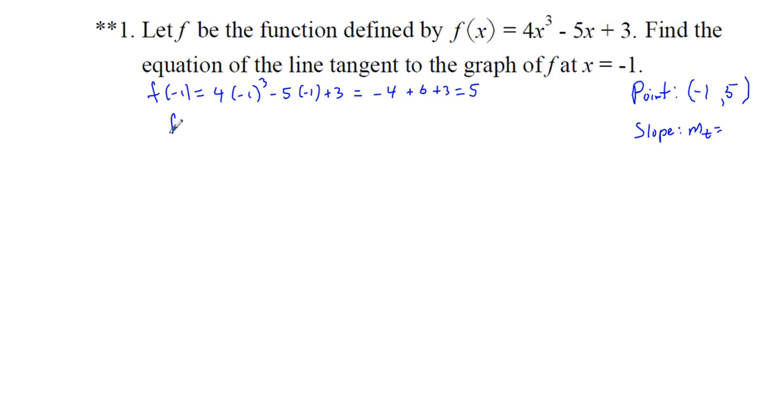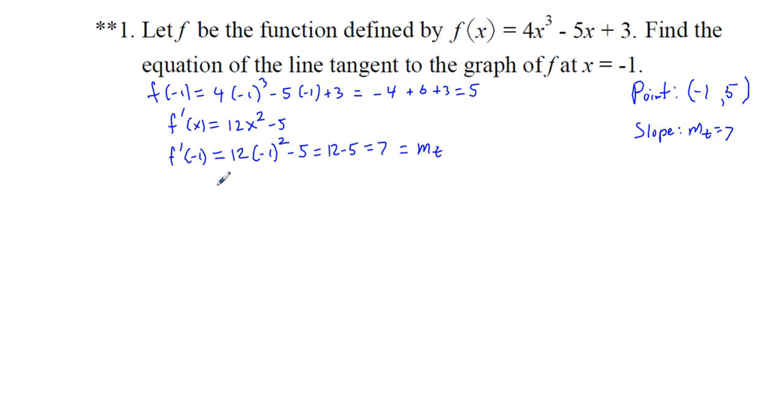Now we're going to find the slope. The slope we get by taking f prime of x from the original function. Using the power rule, we have 3 times 4, which is 12, x to the power of 3 minus 1, which is 2, and the derivative of minus 5x is minus 5. The derivative of 3 is 0, so nothing is needed there. Now we find f prime at x equals -1: 12 times -1 squared minus 5. -1 squared is 1, times 12 is 12, minus 5 equals 7. That's going to be our m sub t, so m sub t equals 7.